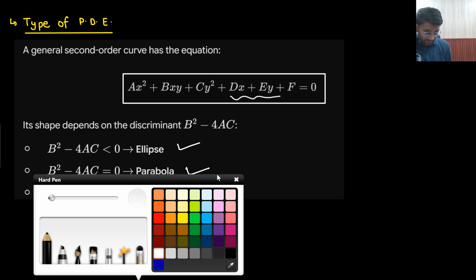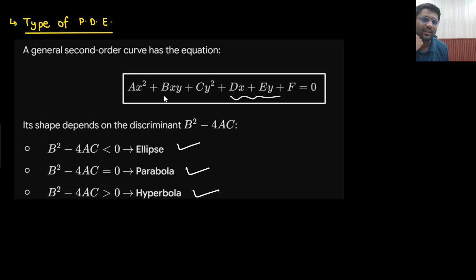Think of ax square, bxy and cy square. There you take this variable b square minus 4ac. You calculate the value. If it is equal to 0, then parabola. If it is less than 0, then ellipse. If it is greater than 0, then hyperbola. The same thing will happen here as well.